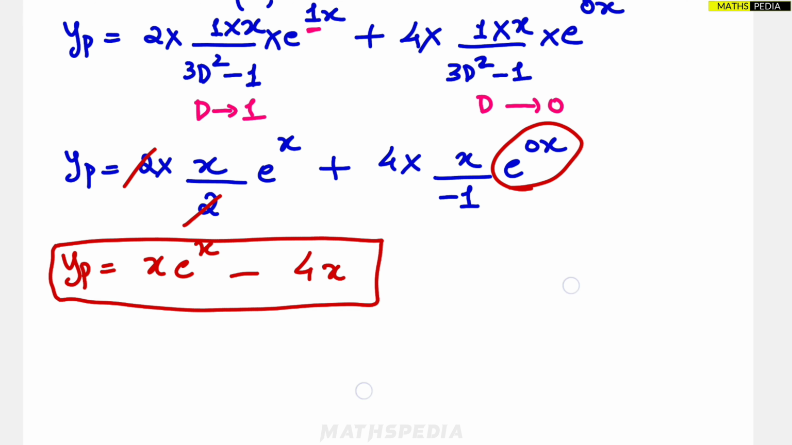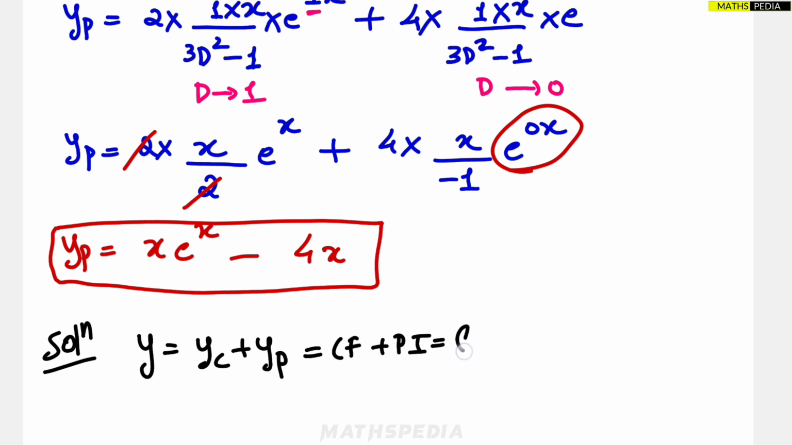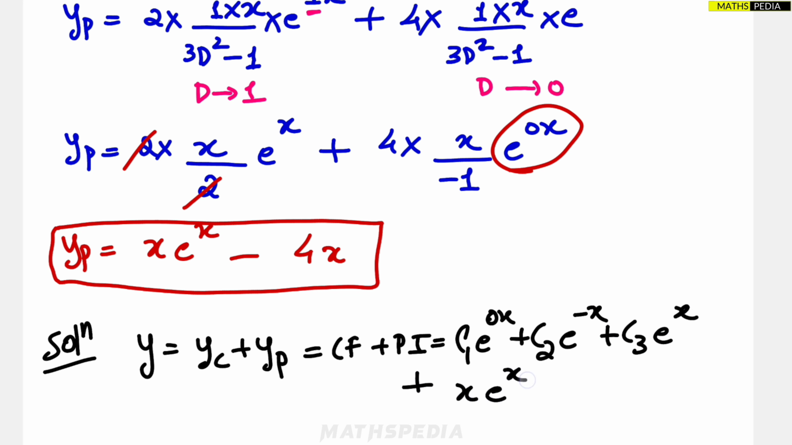Now combine the answer. Solution will be y is equal to yc plus yp, or in other words cf plus pi, which is equal to c1 e power 0x plus c2 e power minus x plus c3 e power x plus the particular function x into e power x minus 4x. This will be the final answer.